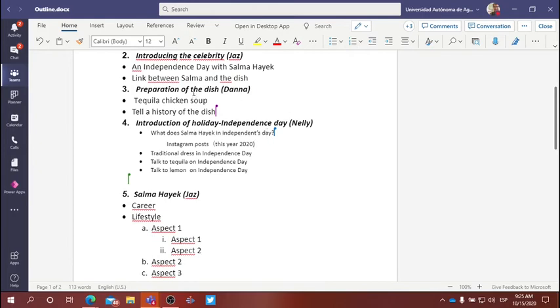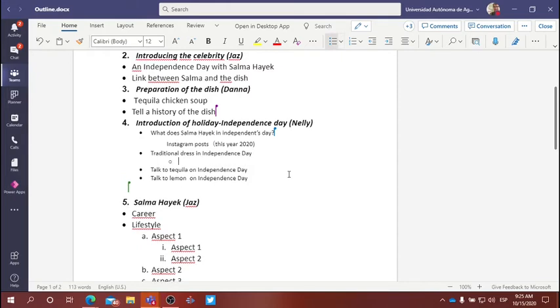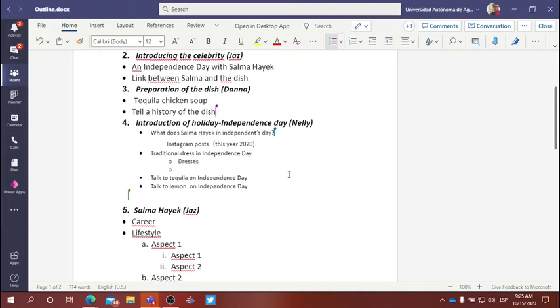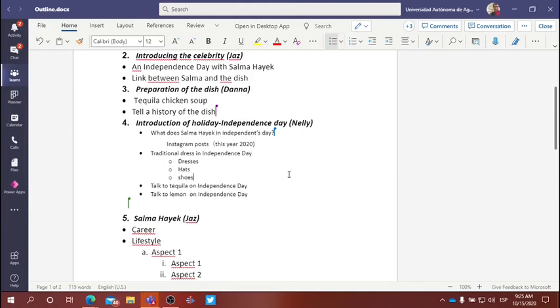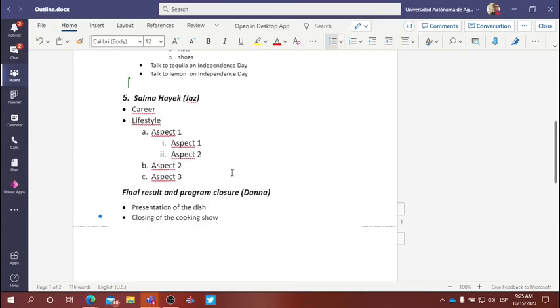When you do this across your outline, let's look at traditional dress for Independence Day. I'm just making up categories here, and you can decide later how to do this. So dresses, maybe hats, shoes, just as an example. Maybe down below, under lifestyle, you have some mention of clothes. Maybe this is a category.